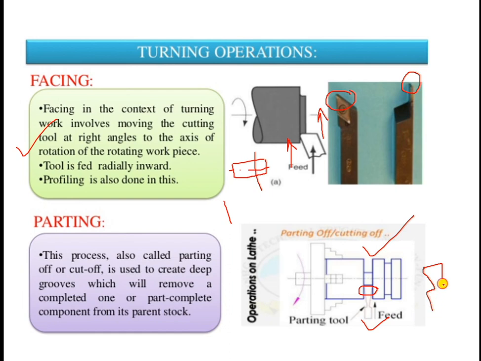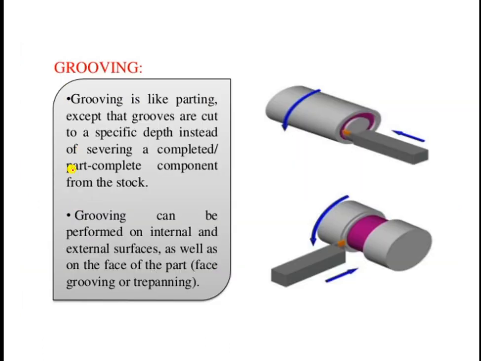This is the kind of shape. It is just like a single point cutting tool, but having a different shape. That is the only important thing. The remaining principle is similar, that is the parting operation, which will be carried out on a lathe machine. Grooving is somewhat similar to this one.